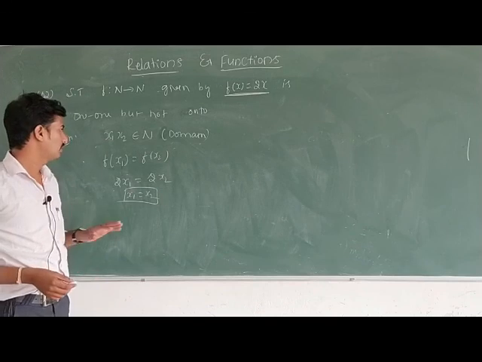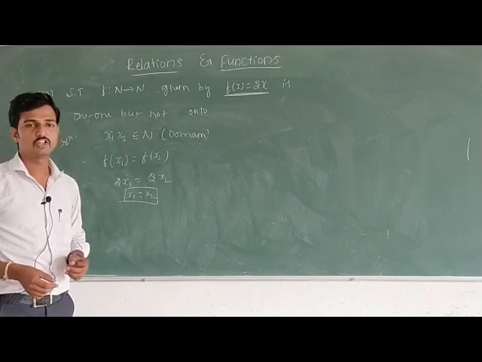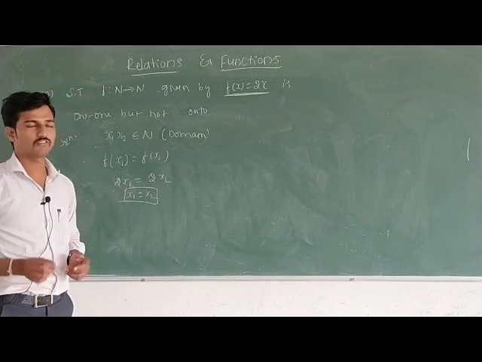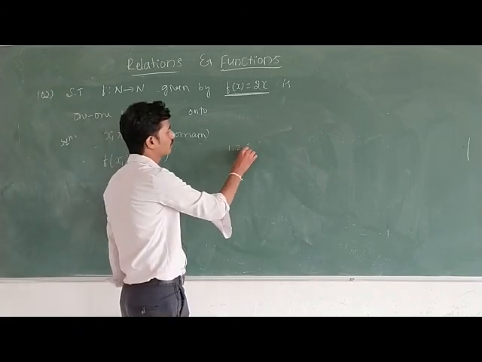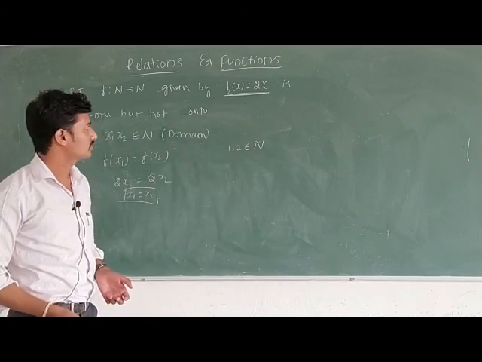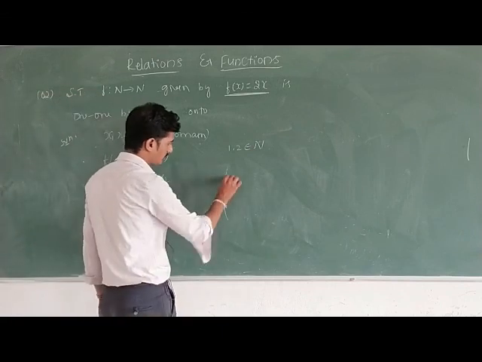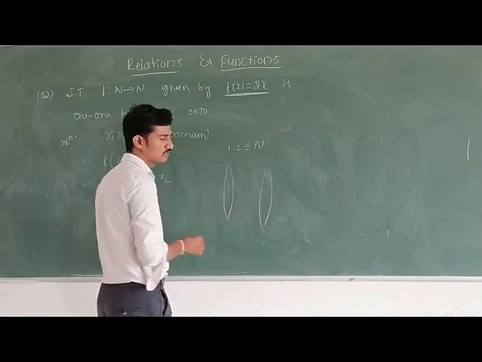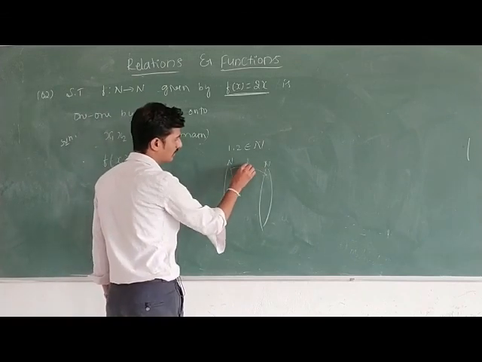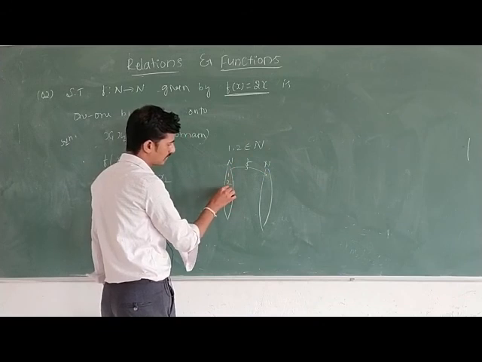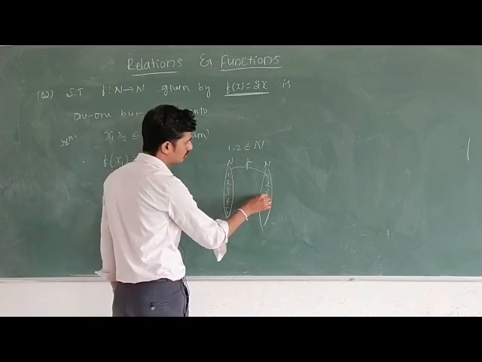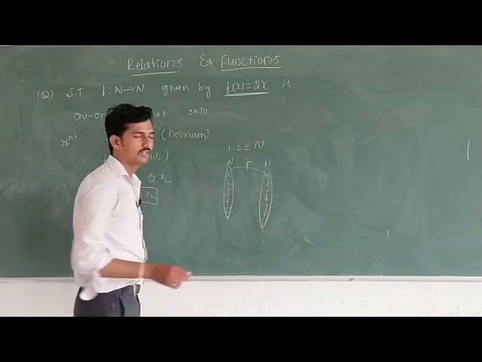For example, in place of x1 and x2, you may choose any two numbers which belong to the set of natural numbers. For example, 1 and 2 obviously belong to the set of natural numbers. I will explain by using an arrow diagram here. Here the function is defined from natural numbers to natural numbers under the function f. Natural numbers contain 1, 2, 3, 4, 5, 6 and so on up to infinity, and similarly here also.